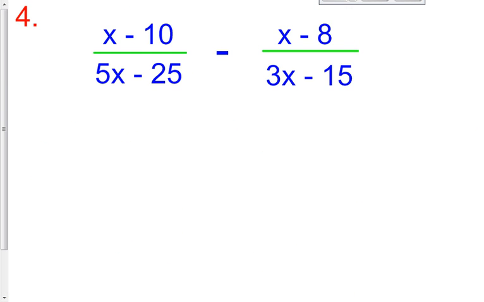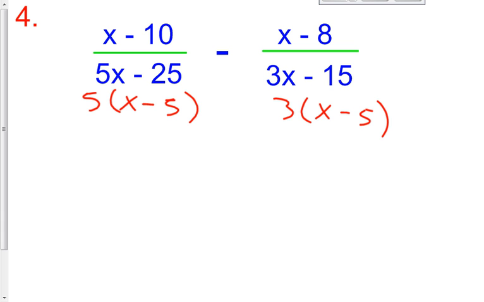Alright, let's try number 4. This isn't an easy concept, but with anything, the more practice you get at something, the better you get. Alright, let's get common denominators. First, let's factor everything that we can. Take out a GCF. 5 times the quantity x minus 5. 3 times the quantity x minus 5.